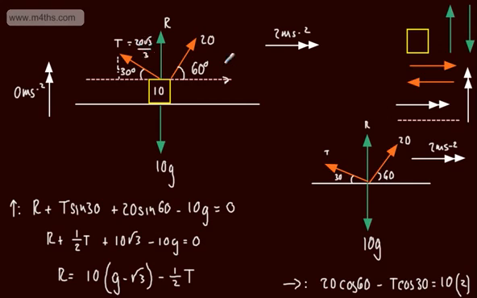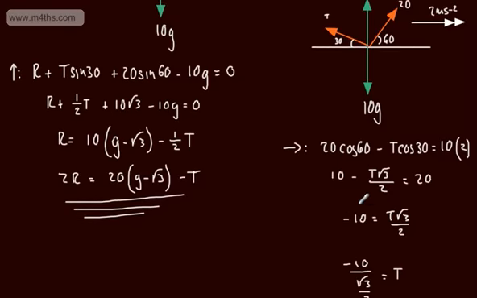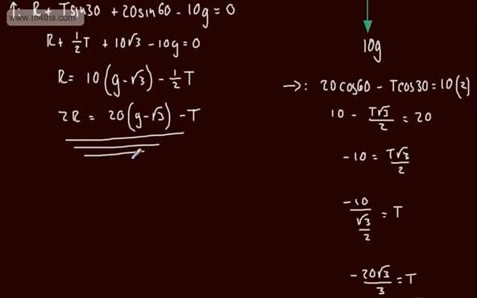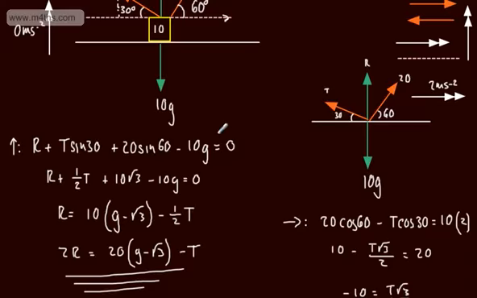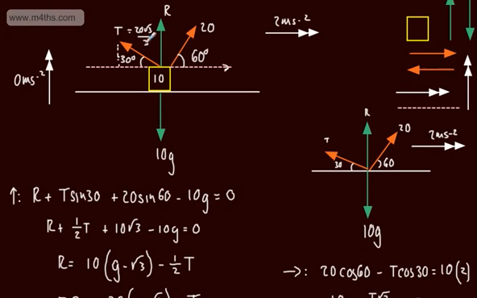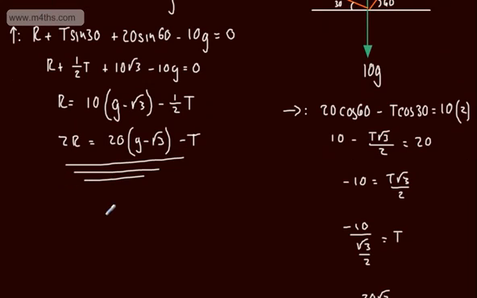The reason it's come up negative is that I've taken the positive direction to be from left to right. If we look now, we can find r by simply subbing it in here. I know the value of t. I know that the tension is going to be 20 root 3 over 3 newtons. I might want to find the normal reaction.